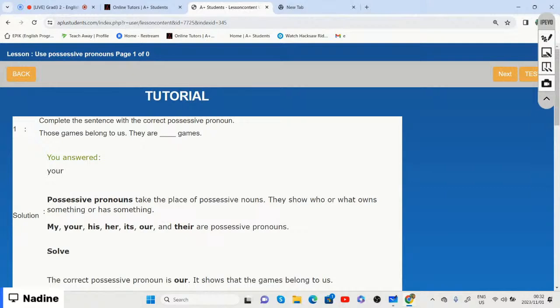And basically, the possessive pronouns, right? They are my, your, his, her, its, our, and their. So we need to use the possessive pronouns.